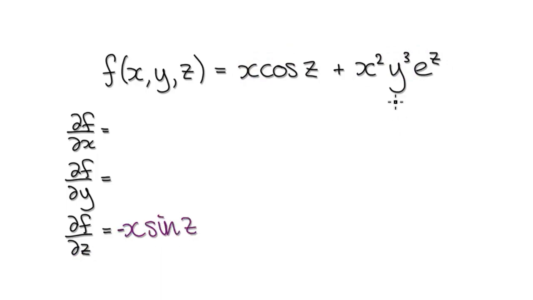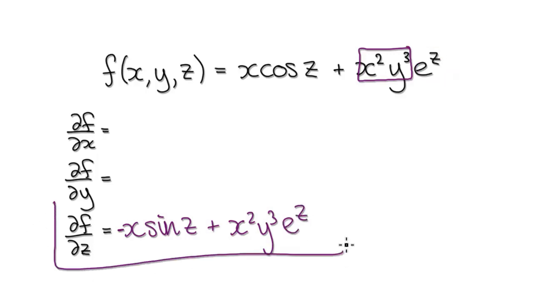And then differentiating this with respect to z. So this is our variable here. So these two blocks will be a constant. So it will be plus x squared y to the power of 3. When you differentiate this, it will just be e to the power of z. So that's your partial derivative with respect to z.